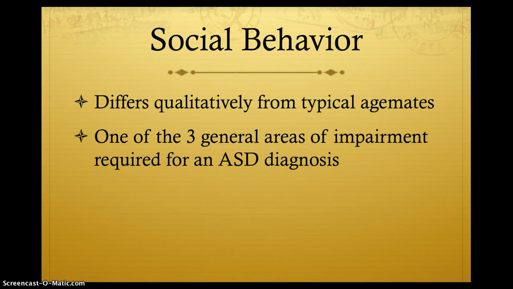When we look at the social behavior criteria, obviously it needs to vary quite significantly from that of typical children of the same age, or we wouldn't be looking at a diagnosis of ASD. To really get a good look at this kind of impairment, it typically is best evaluated after the age of 3, although with retrospective studies, we've seen signs earlier than that.